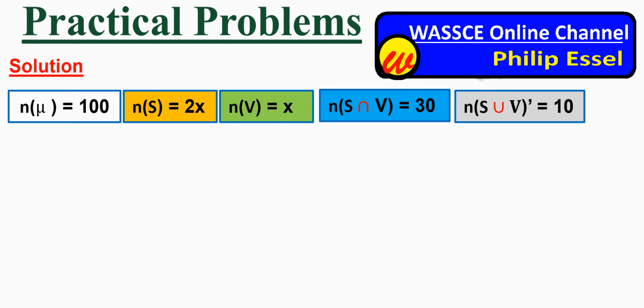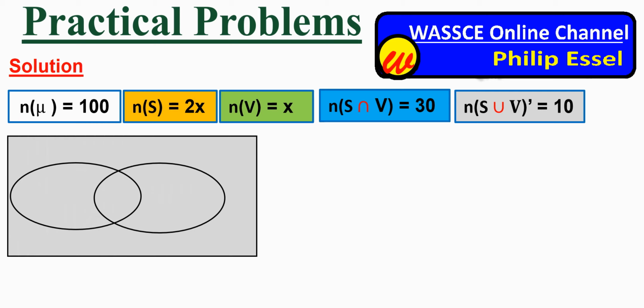At this point, we are going to use this information to complete our Venn diagram. First, we would draw our Venn diagram of two intersecting sets. We would then use our information to complete this Venn diagram. We will start by writing the total number of students by the Venn diagram. The total number of students who undertook the survey was 100.